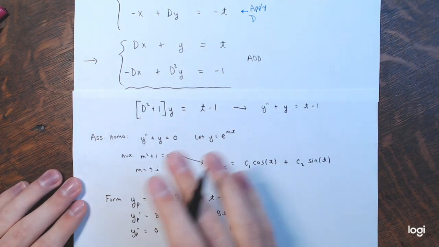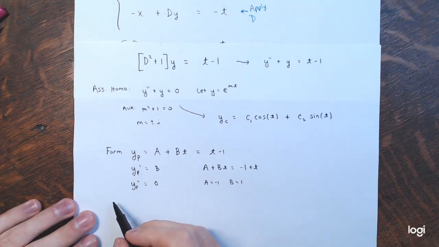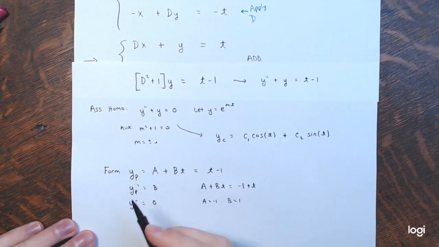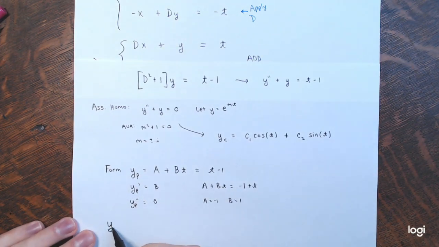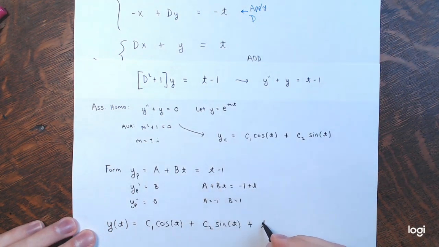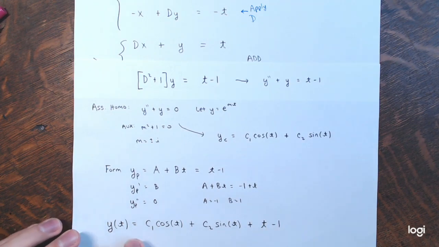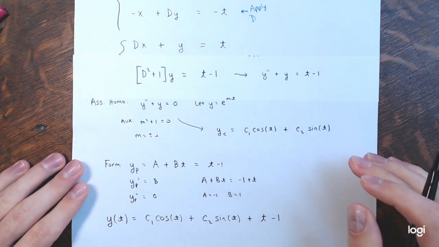All right, so after all that, you can put the general solution together for this differential equation involving y. So y of t will take on the following form: your complementary function, some constant c1 times the cosine of t plus some constant c2 times the sine of t, plus the particular solution t minus 1. So this is what y looks like.